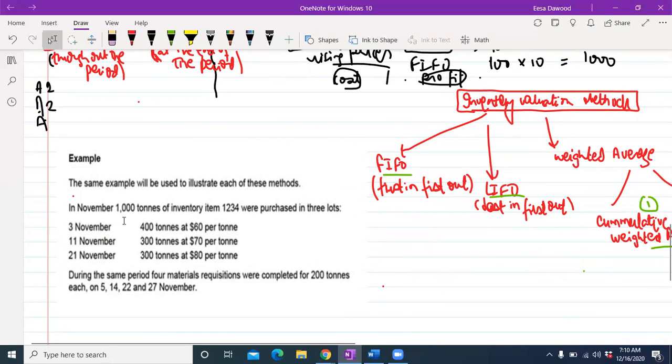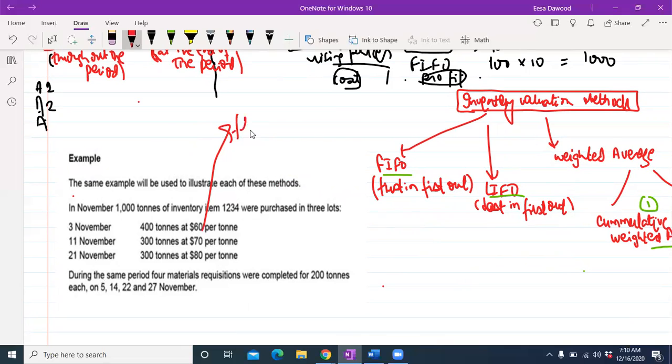In November, 1000 tons of inventory item 1, 2, 3, 4 were purchased in 3 lots. When you purchase in batches, items from different batches purchased at different prices are there in the inventory. You see here in this example as well, there is fluctuation in the prices: 60, 70, and 80. And actually it's a case of inflation where the prices are rising from 3rd to 11th to 21st. Price came from 60 to 70, then to 80.